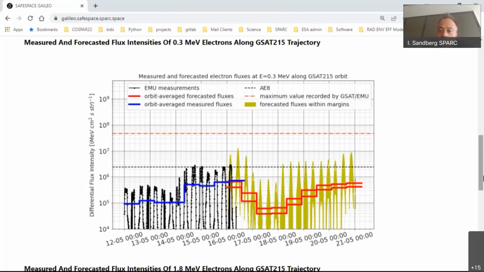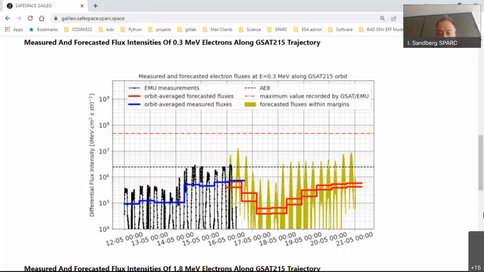And just to provide some additional indication regarding the level of the observed and forecasted fluxes, with respect to the time history of the Galileo satellite orbit environment and the standard radiation environment model which the community uses, we have added, with the horizontal black dot-dashed line, the mean value of the AE8 model, and with the red horizontal dot-dashed line, the maximum value at this energy ever recorded from the EMU monitor on board both Galileo satellites I mentioned before, 0207 and 0215.